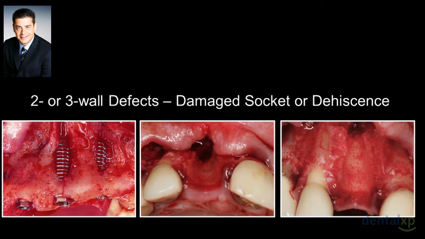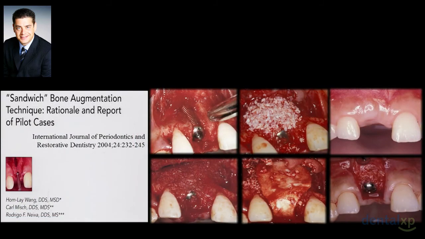Good examples would be either the damaged socket or the dehiscence type of defect. Those are the tough ones to treat. And I still treat this with the same technique that we published in 2004, which we call the sandwich technique, which is a horrible name, because this looks nothing like a sandwich. It may look more like a pita or a taco or whatever, because it doesn't have 2 layers that look exactly the same on the outside and on the inside.